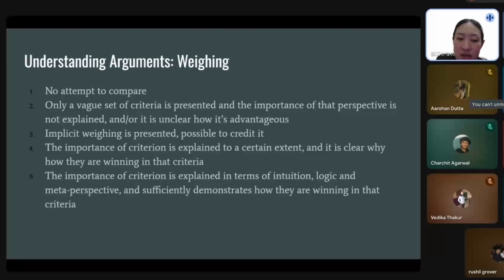The economy will recover in several years to several decades, but forests and natural resources take far more time. These are the implicit weighing coming out, and it can be credible. How credible? How do they try to take advantage in that metric? The first level is that the importance of a criterion is explained to a certain extent, and it is unclear how they are winning in that criteria.